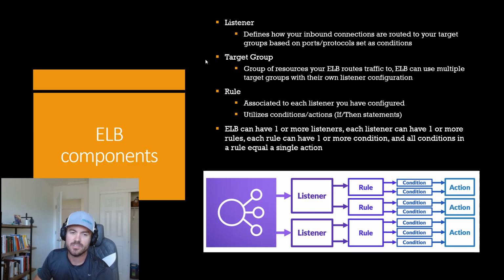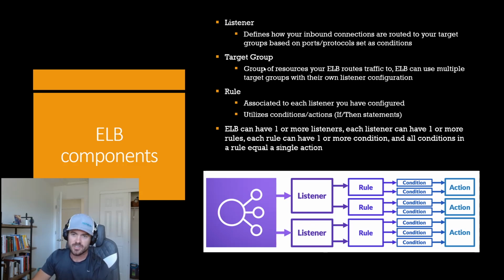All right. So elastic load balancers have three main components and a couple other subcomponents we'll look at here in a second. But the main ones that you really want to be familiar with are listeners, target groups, and rules. Right? So a listener is what's going to define how the inbound connections to your load balancer and subsequently to your resources are routed to each target group that are based on ports and protocols set as conditions. So for example, maybe you have a load balancer here and it's got two listeners. Maybe one listener is for HTTP traffic and the second listener is for HTTPS traffic. Okay?